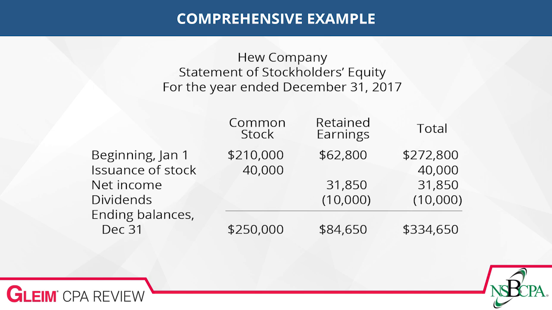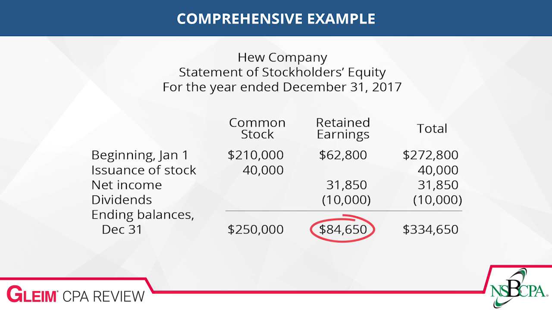The ending balance for common stock is $250,000, which is the same as found on the trial balance. Remember, we had to figure out that if $40,000 were issued during the year, the beginning balance must have been $210,000. For retained earnings, though, this is now the updated ending balance for December 31st, 2017. This $84,650 is the balance for retained earnings that must go on the next financial statement, the balance sheet.